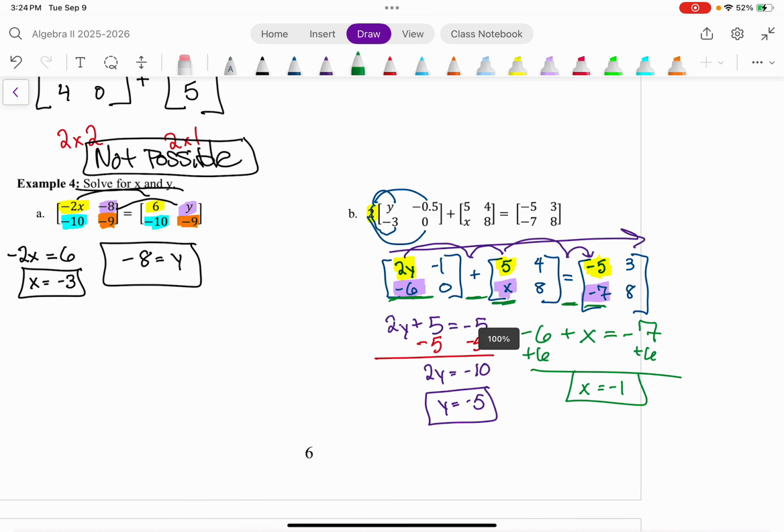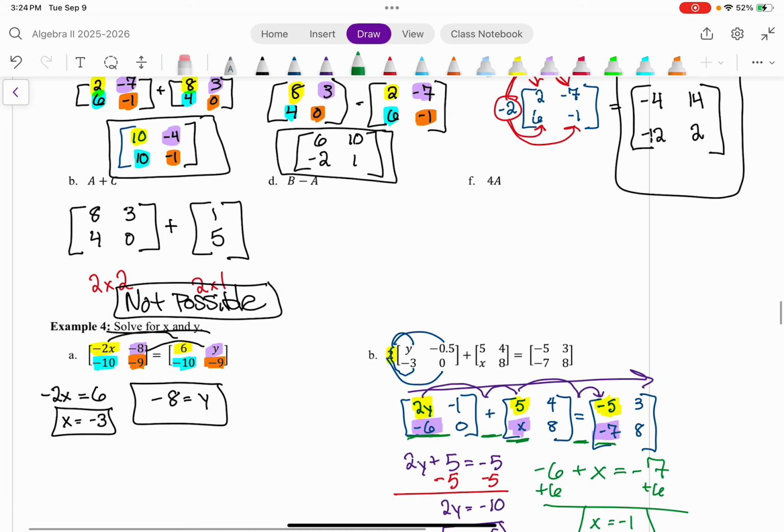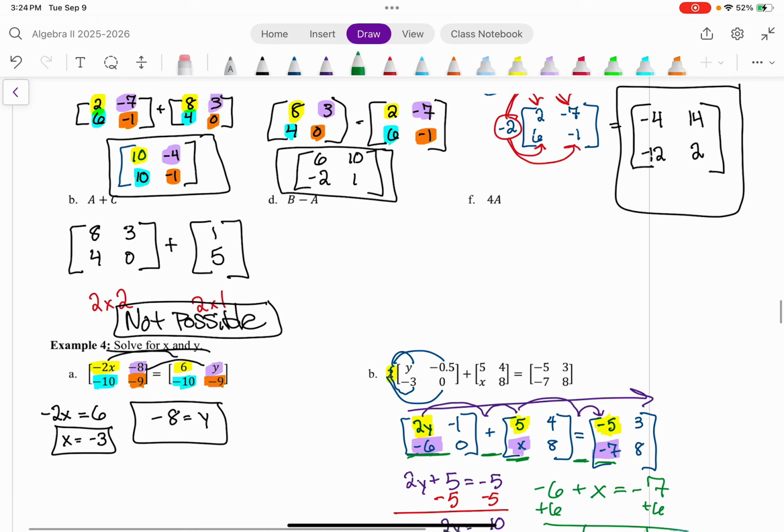All right. If you are good on operations with matrices, you can jump to the next video. If you would like the last two examples, I'm going to go over D and F now.